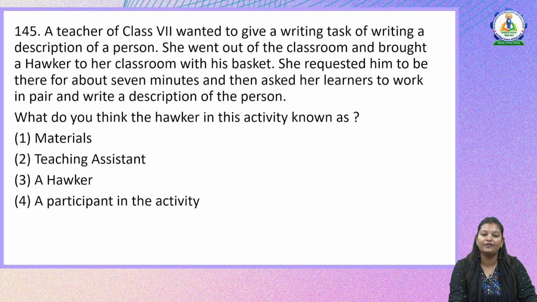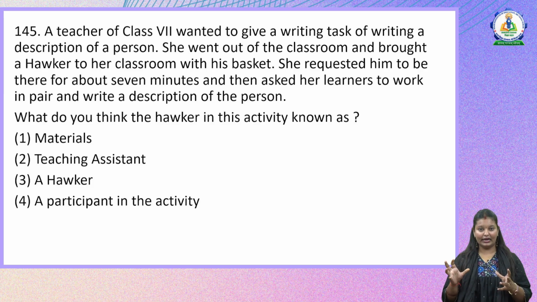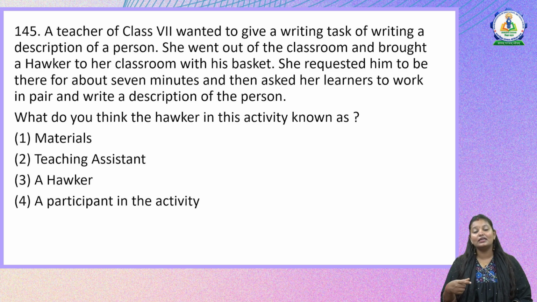A teacher of class 7th wanted to give a writing task of writing a description of a person. She went out of the classroom and brought a hawker to the classroom with his basket. She requested him to be there for about 7 minutes and then asked her learners to work in pairs and write a description of the person. What do you think the hawker in this activity is known as? So we have a very peculiar question here. They are describing a particular activity that the teacher has done in the classroom. This is addressing which skill? This is addressing the writing skill.